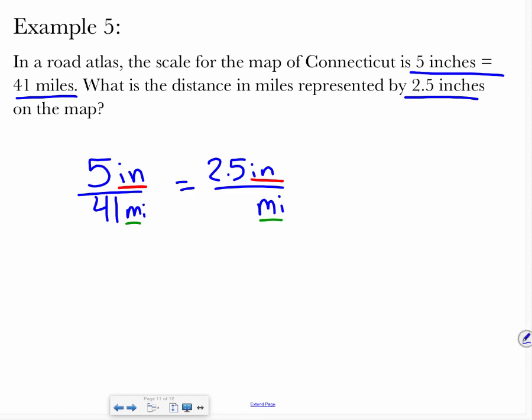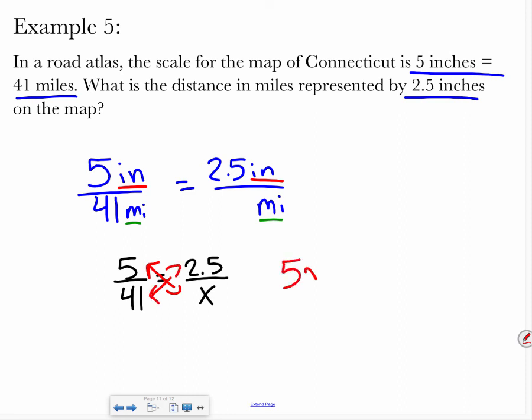Now, we want to cross multiply and divide. I'm going to simplify or rewrite it without my labels just to determine what my answer is. And actually, instead of miles, I'm just going to use x for now and then label at the end. Okay, so let's cross multiply and see how we do.